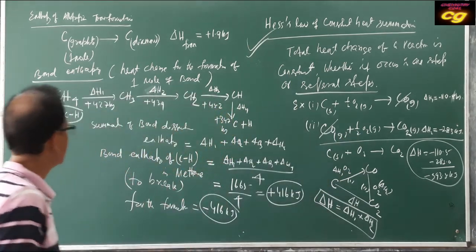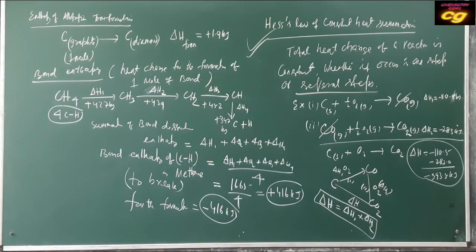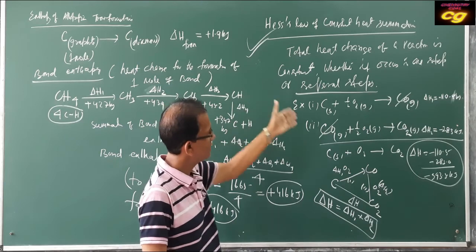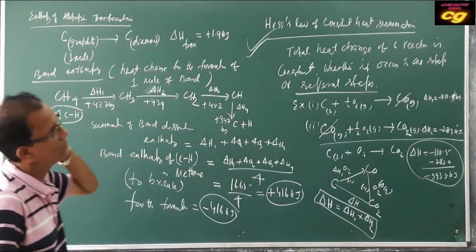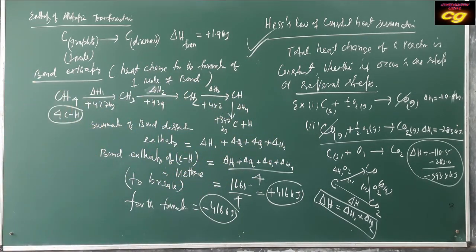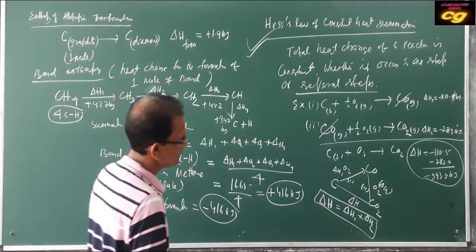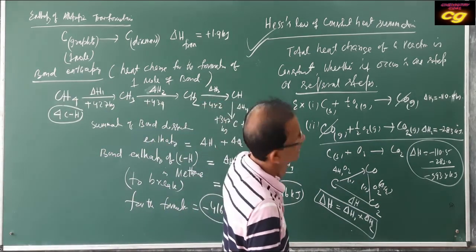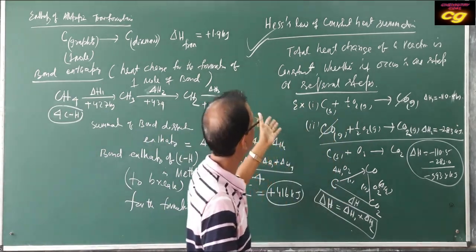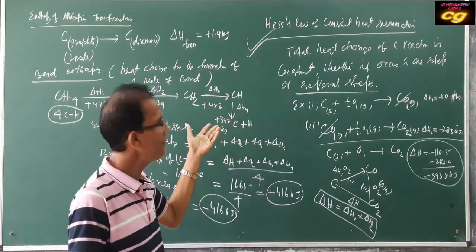So this is regarding the different types of enthalpy change, bond enthalpy, and how the enthalpy change is calculated for different types of reactions, whether they proceed in one step or several steps. In the next class, we will discuss the numericals related to enthalpy change. Okay, thank you.